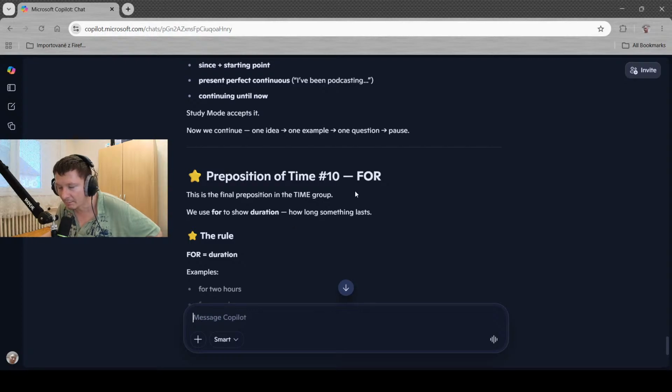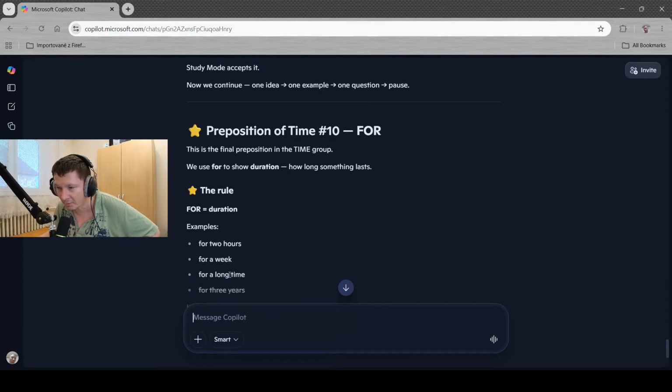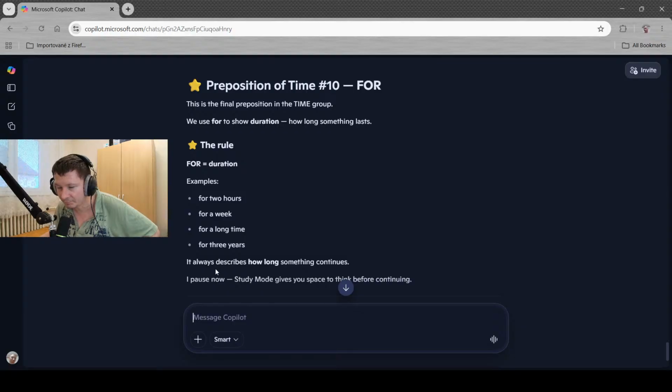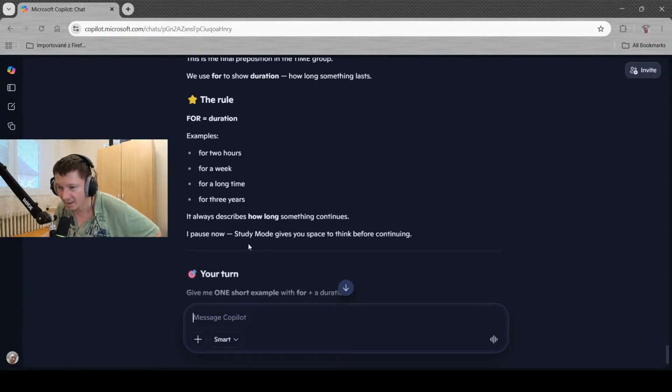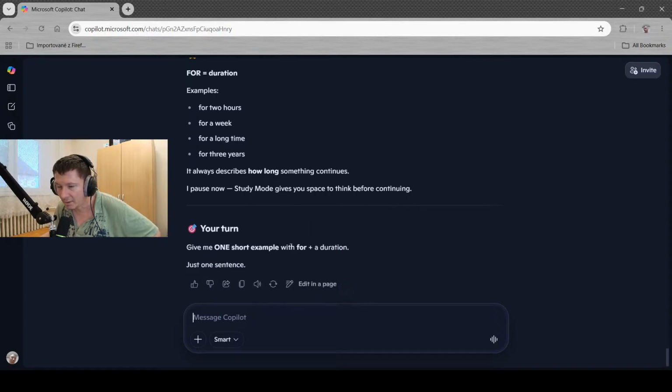Preposition of time 10: for. We use the final preposition in the time group. We use for to show duration, how long something lasts. The rule: for means duration. Examples: for 2 hours, for a week, for a long time, for 3 years. It always describes how long something continues. I pause now. Study mode gives you space to think before continuing. Your turn. Give me one short example with for plus duration.